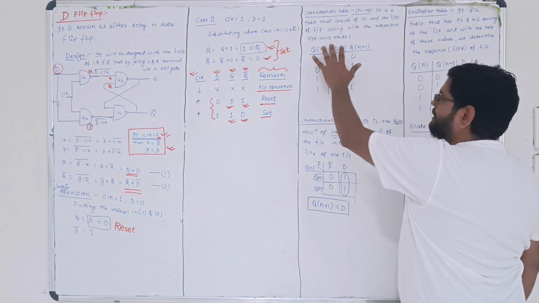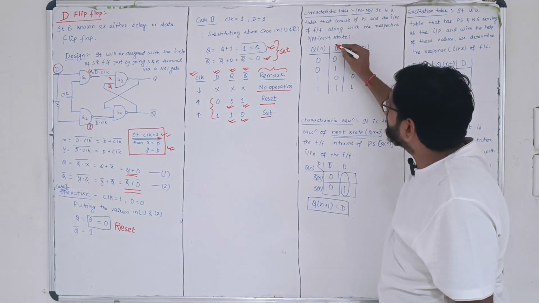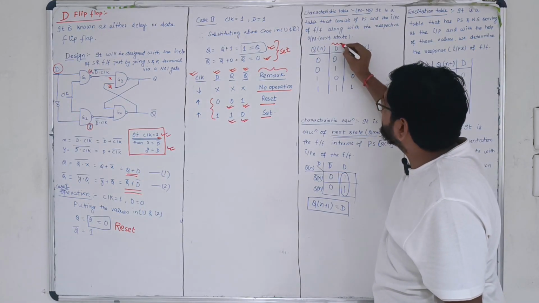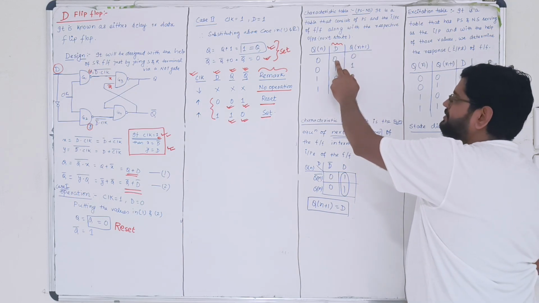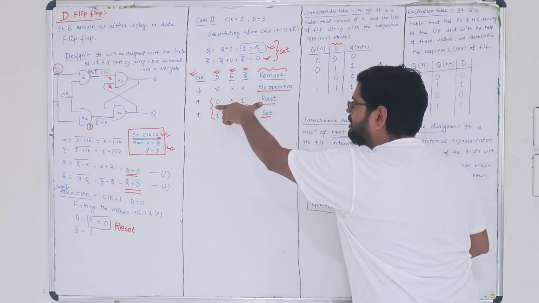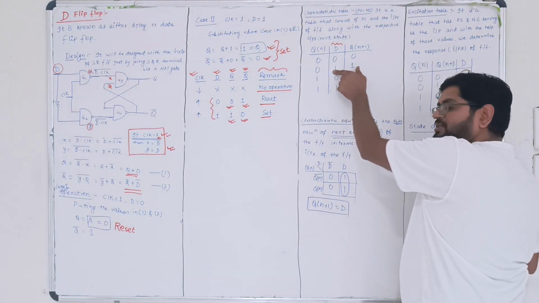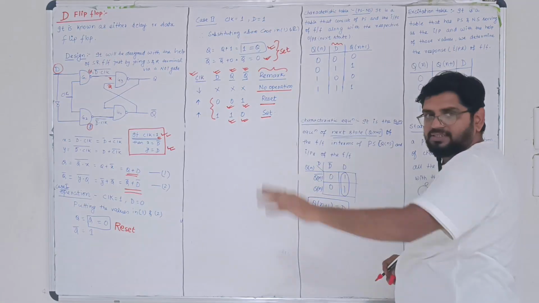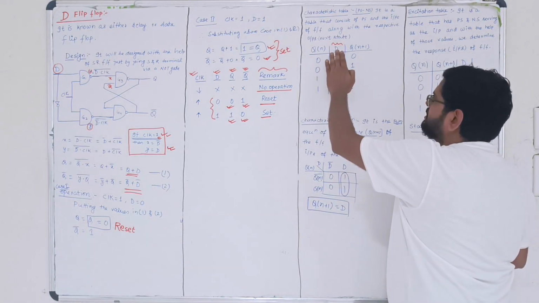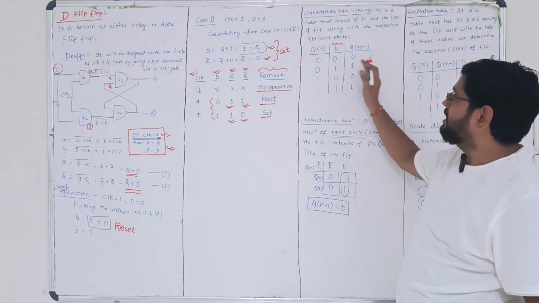Now primarily, when you are going for writing the next state, you need to concentrate on the input first. Nothing else. You need to concentrate on input. So if D is 0, what is the output? Reset. Reset means 0. When D is 1, what is the output? 1. When D is 0, output is reset. When D is 1, output is set. That's it. There is no dependency of D flip-flop on the previous state. Therefore, we are writing like this one.